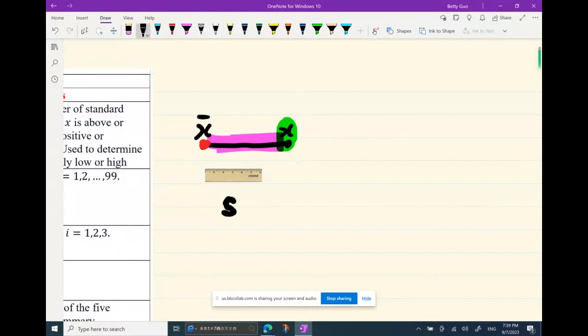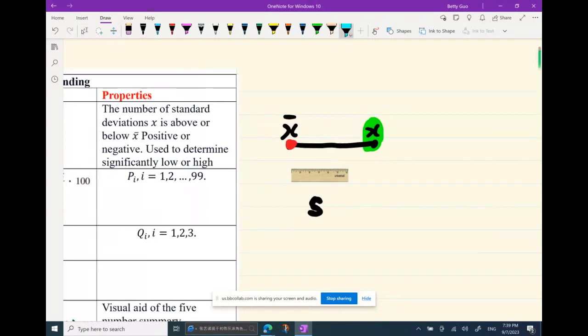Imagine the ruler is s. It's not a normal ruler that we have in real life. This ruler has the length equal to s, the standard deviation. So basically, the z-score uses the ruler, which is s, to measure the distance between x bar and x, to see how many standard deviations the value x is away from the center.